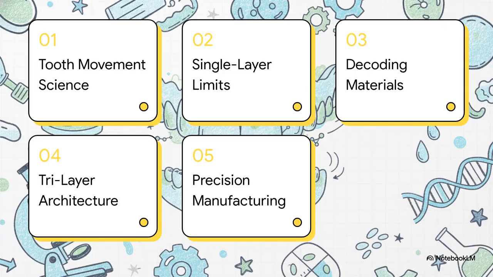Okay, let's dive into this. Here's a quick look at our roadmap for today. First, we'll cover the science of tooth movement. Then the single-layer trade-off. After that, we're decoding aligner materials, followed by the tri-layer architecture. And finally, precision manufacturing and planning.